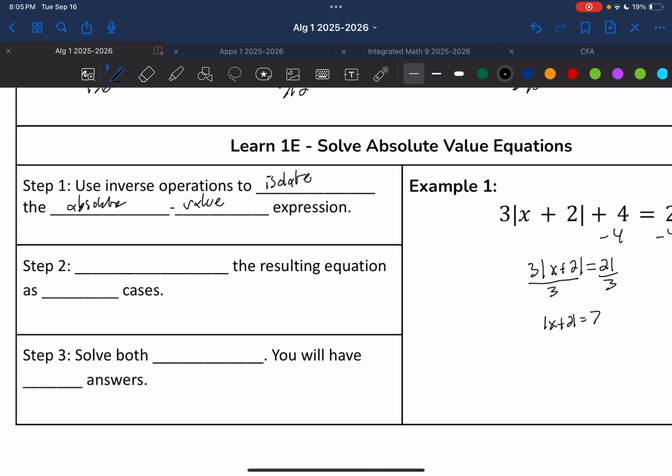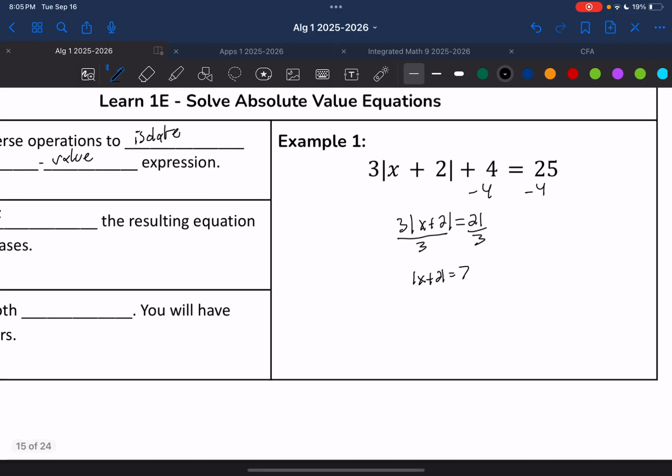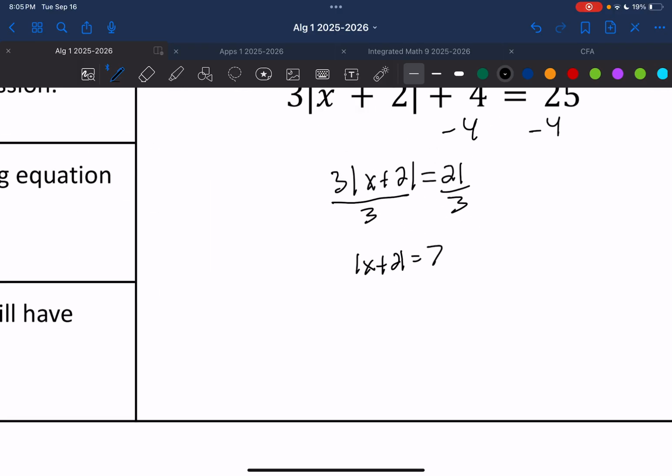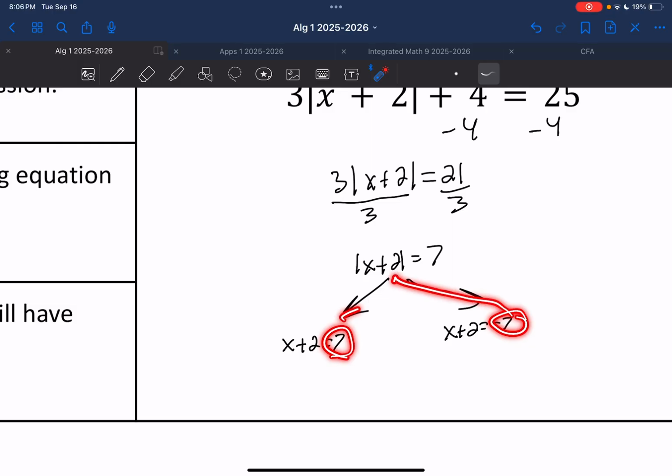Then we're going to split the resulting equation. We're going to write the resulting equation as two cases. So what are those two cases? Well, if the absolute value of x plus 2 is equal to 7, we know there are two options. X plus 2 could be equal to 7, or x plus 2 could be equal to -7. Because either way, if it comes out to 7 or if it comes out to -7, when we put it back in the absolute value, it's going to become 7.